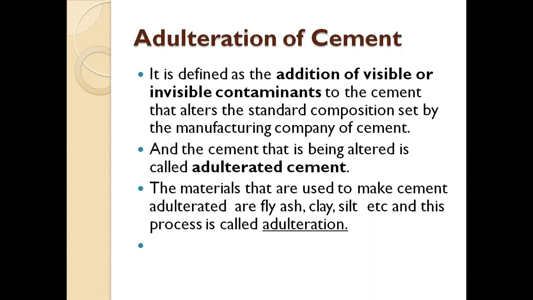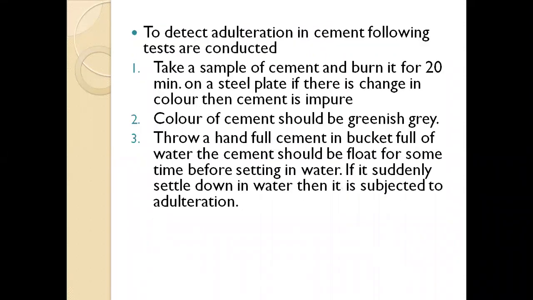There are some steps involved to identify the adulteration of cement. That is, the adulteration of cement means addition of materials other than cement. When other materials are added into the cement, then it is known as the adulteration of the cement. Then we go for the identification of adulteration of the cement.